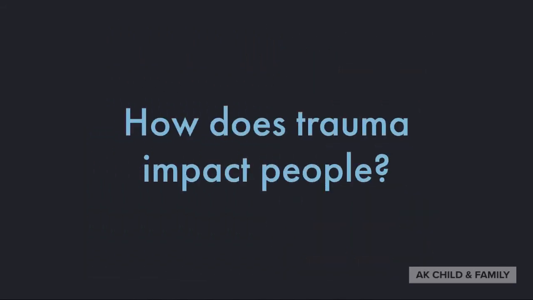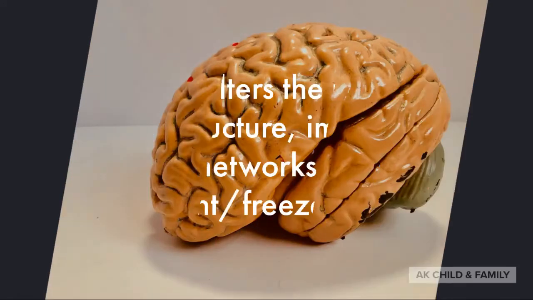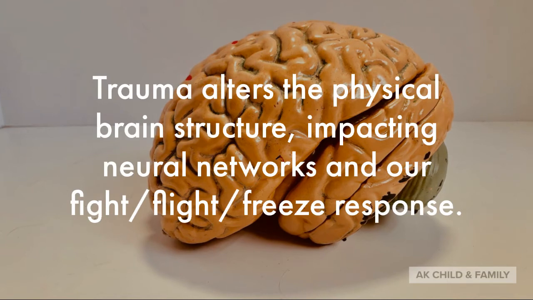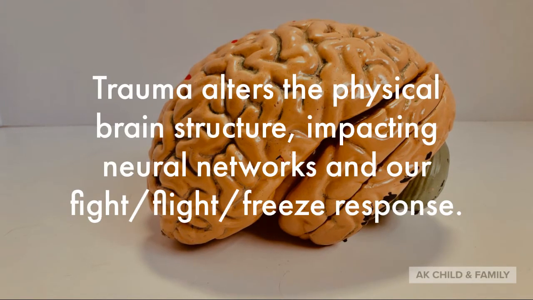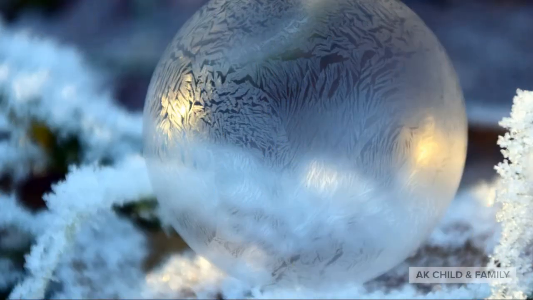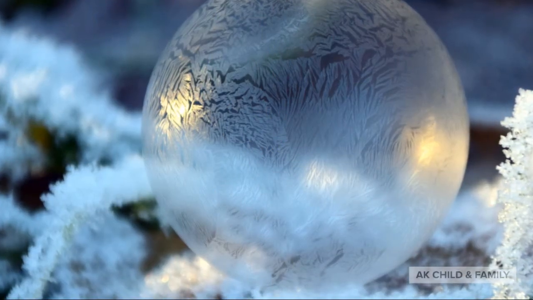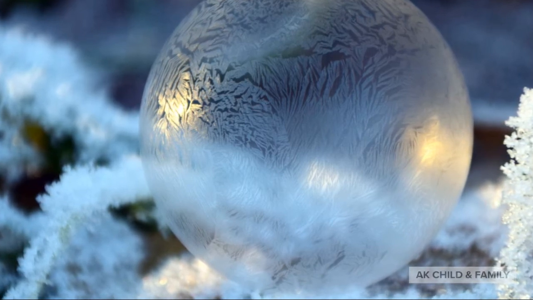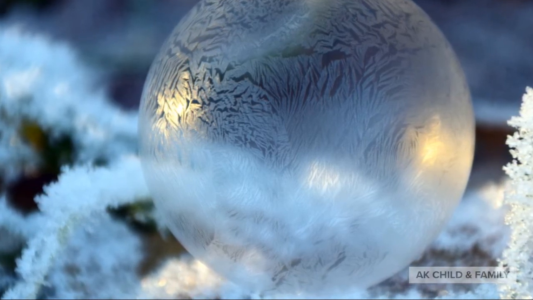How does trauma impact people? Trauma alters the physical brain structure, impacting neural networks and our fight, flight, freeze response. Think of it as the person being frozen in the past. They're responding to current stimuli with old survival skills.